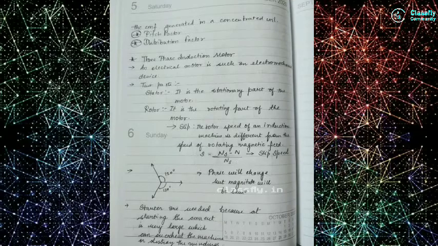Now you know that in an induction motor there is a 3-phase supply, and each phase is lagging by 120 degrees, or moving with a shift of 120 degrees, right? So here what happens, whenever it changes its shift, the phase will change but the magnitude will remain the same.